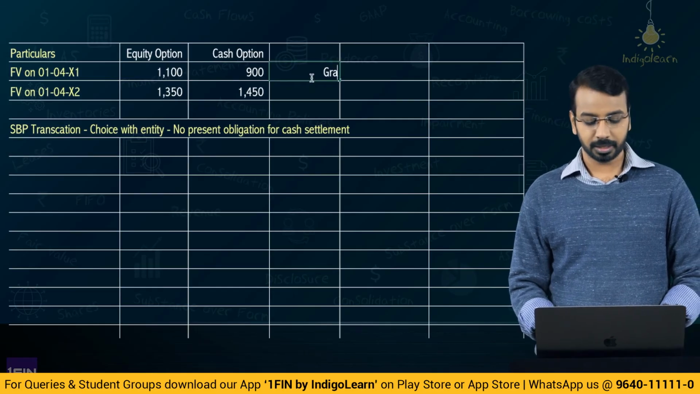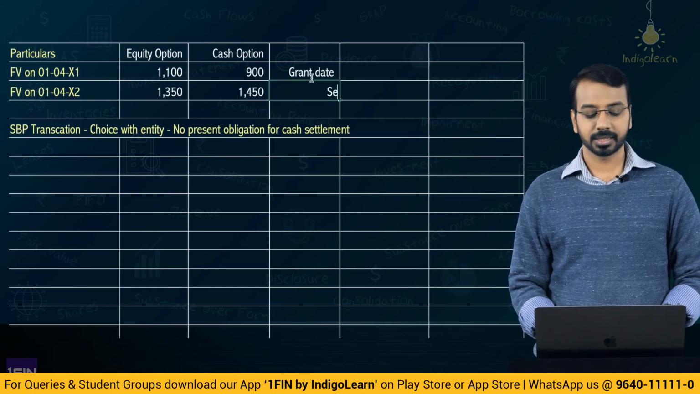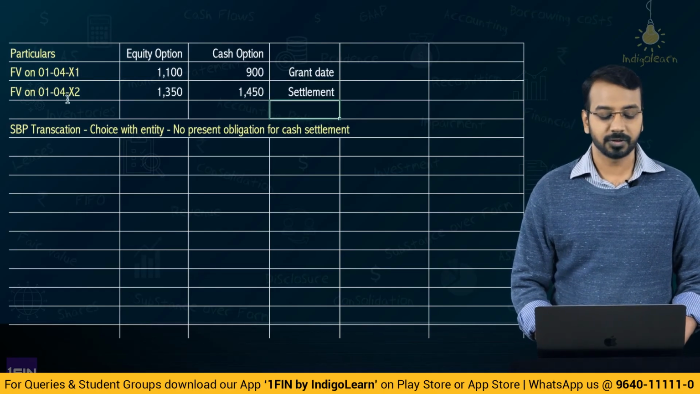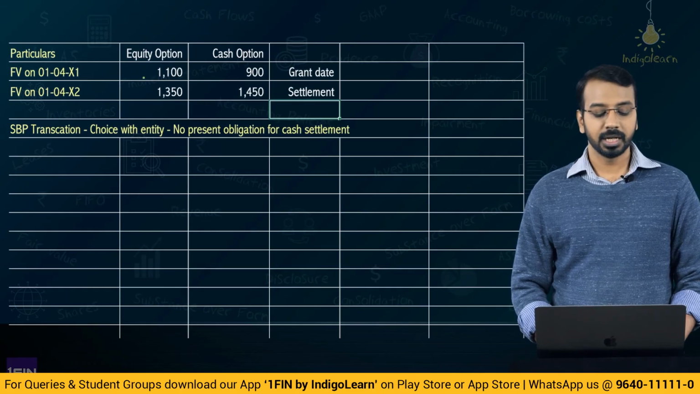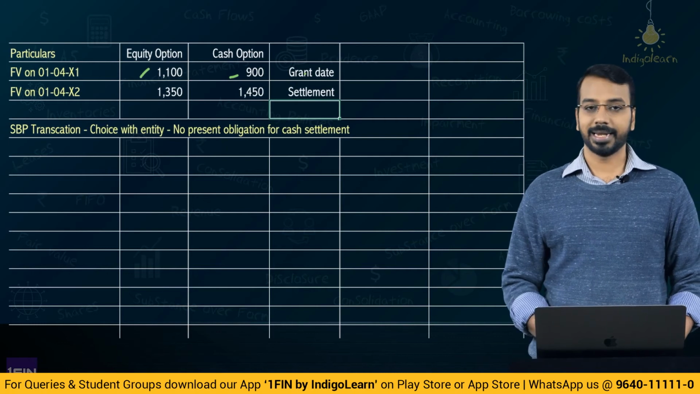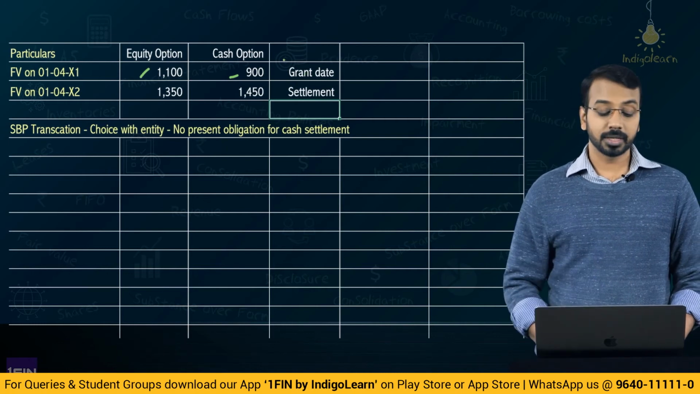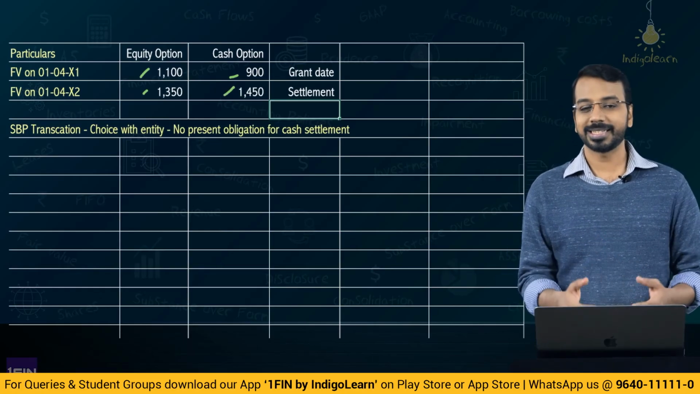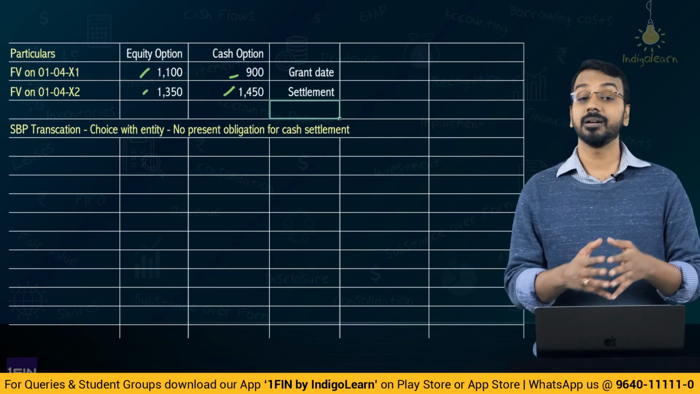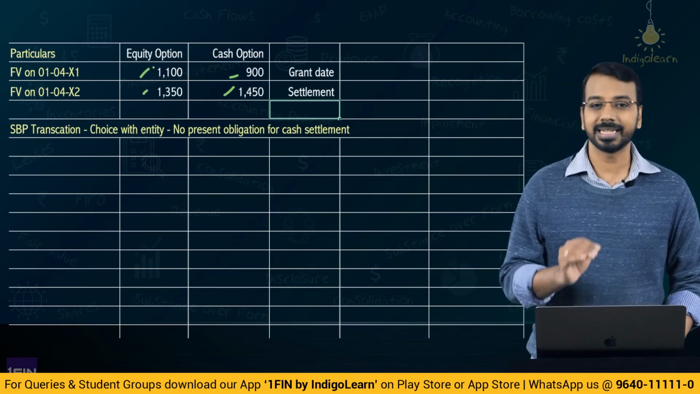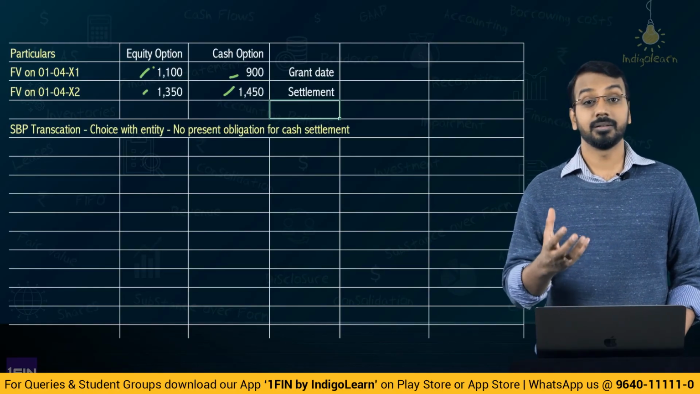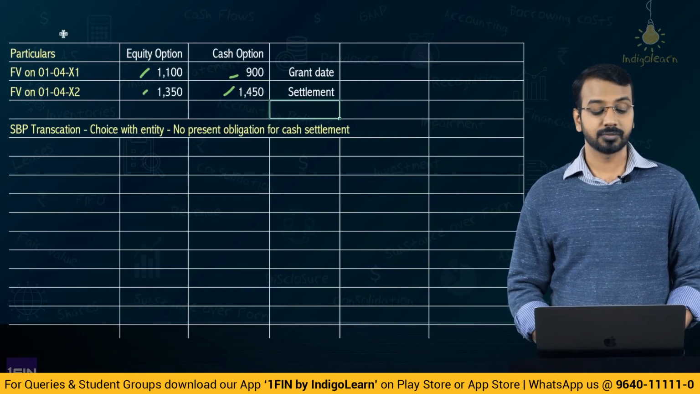So this is the grant date, and this is the settlement date. Grant date is 1st of April of year 1, settlement date is 1st of April of year 2, and we have been given the fair value under the equity option as 1100 and the cash option as 900 on the grant date. On the settlement date, the equity option is 1350 and the cash option is 1450. So this is a scenario where the entity will account for this as the equity option. Now, whenever we are recognizing it as an equity settled transaction, what will be the value that we will consider? We will consider the value on the grant date, assuming that this is for employees.